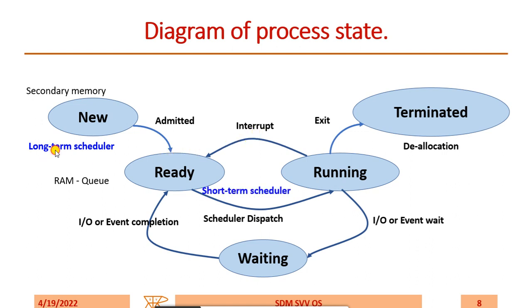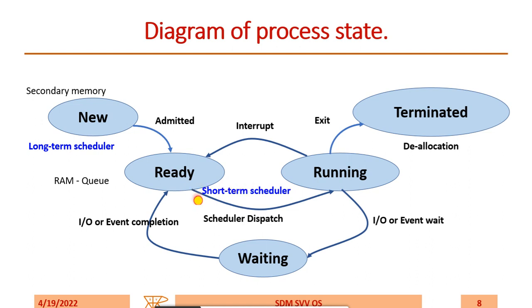Remember, this selection is done by the long-term scheduler. Many processes are there in the secondary memory. From secondary memory, we bring a few to the main memory. This work is done by the long-term scheduler. And in the ready queue, if I have a few processes, any one will be selected so that the CPU can be allocated. That work is done by the short-term scheduler.